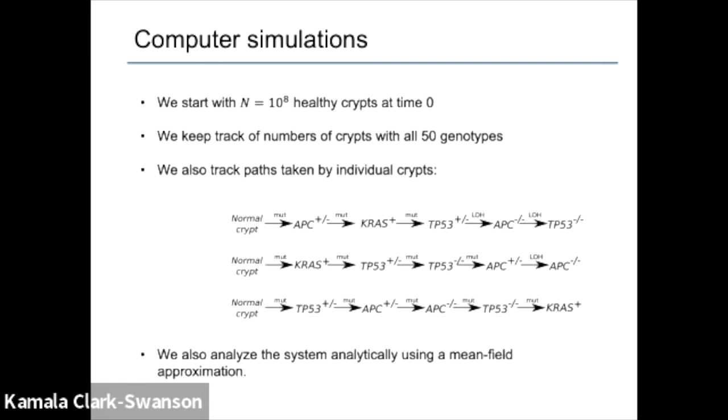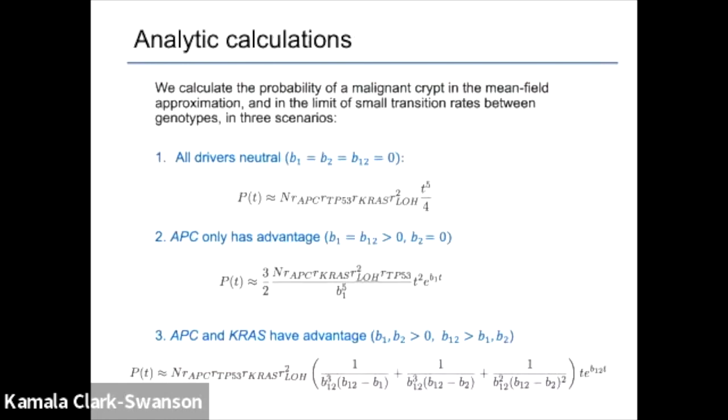And so we keep track of this in the simulation and also analyze the system analytically. Okay, so these are our approaches to analytic approximations. These are semi-deterministic approximations that are valid in the limit of small mutation rates, basically. And we wanted to look at 3 scenarios.